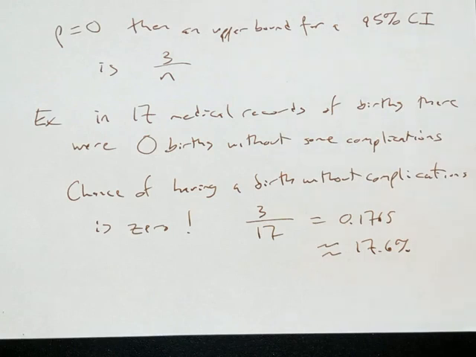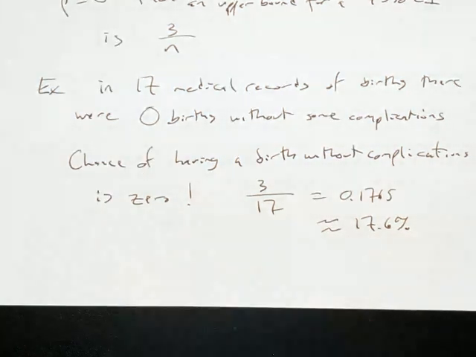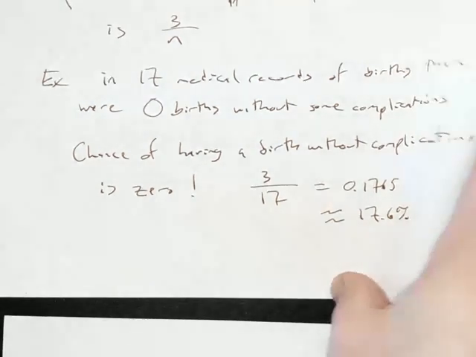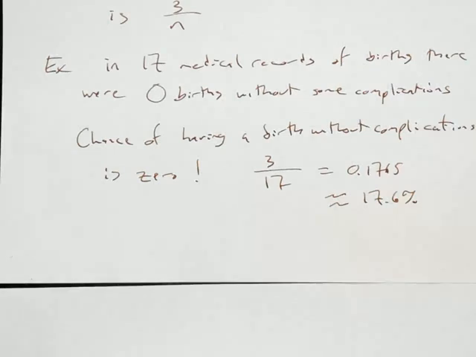Now, I'm 95% certain that the correct proportion, if I looked at all the births at the hospital or all the births in the country, or I looked at all the births possible in the world, the chance of having a birth without complication is somewhere between 0 and this number. So I'm pretty sure the right answer is somewhere between 0 and 17.6. And if I do more trials, that number goes down. But it goes down faster because there's no square root in the bottom this time. Questions?